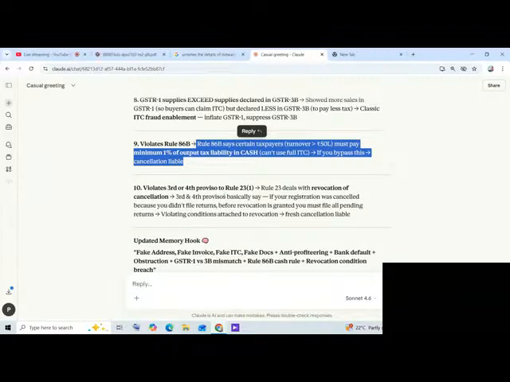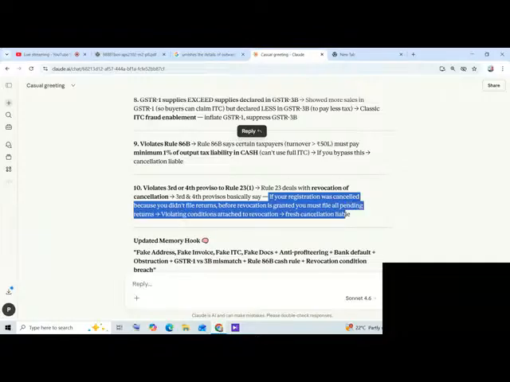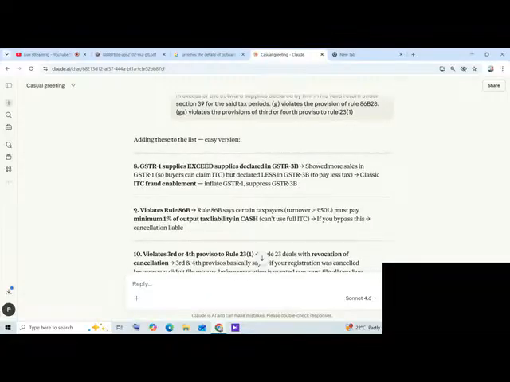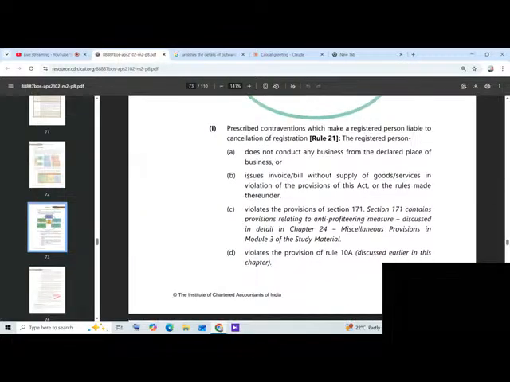Violates Section 30(4): if your registration was cancelled because you didn't file returns, before revocation is granted you must file all pending returns. Violating conditions attached to revocation means fresh cancellation. So, 86B, that is the 1% cash liability payment rule, and if the turnover as per GSTR-1 exceeds 3B, these are also grounds for cancellation of registration.